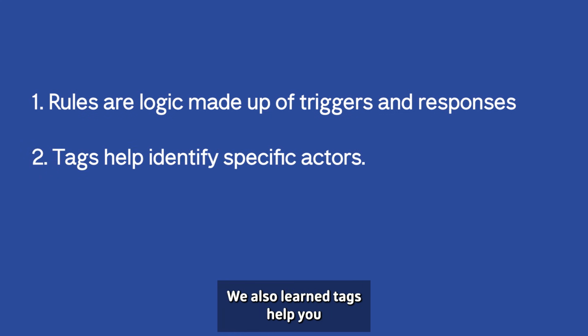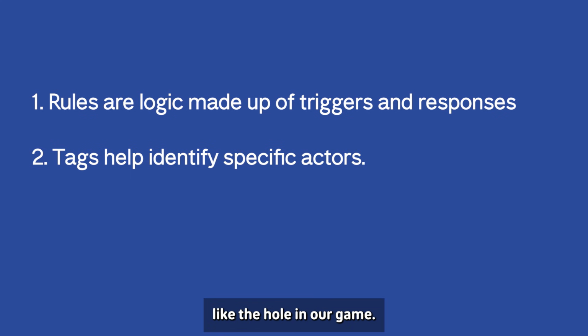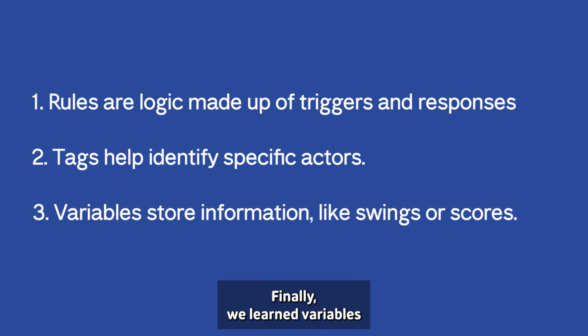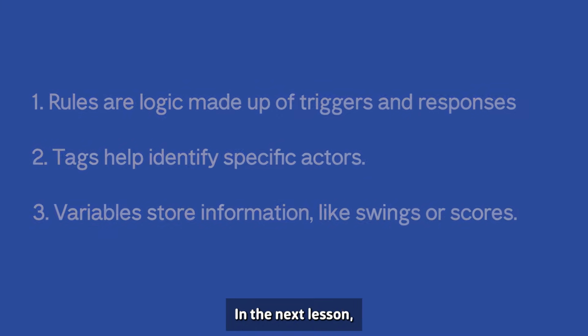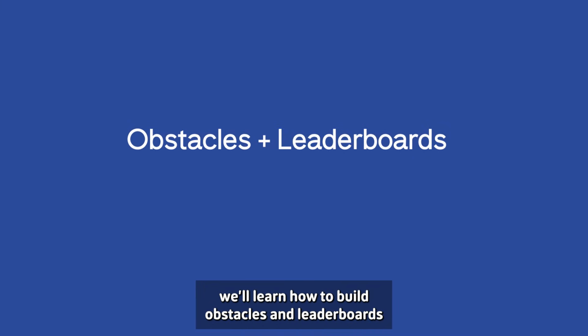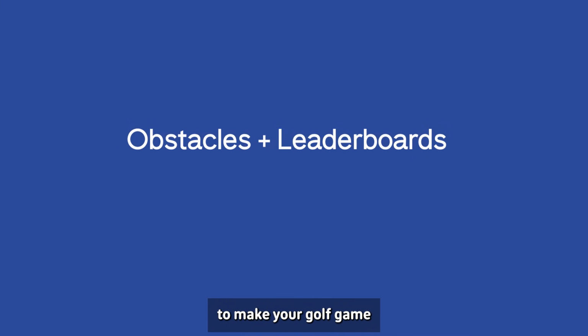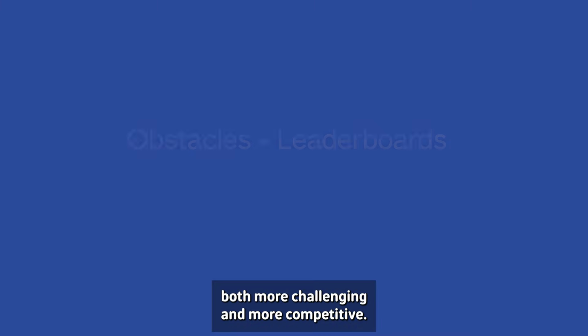We also learned tags help you identify and interact with specific actors, like the hole in our game. Finally, we learned variables keep track of information, like how many swings it took to win. In the next lesson, we'll learn how to build obstacles and leaderboards to make your golf game both more challenging and more competitive.